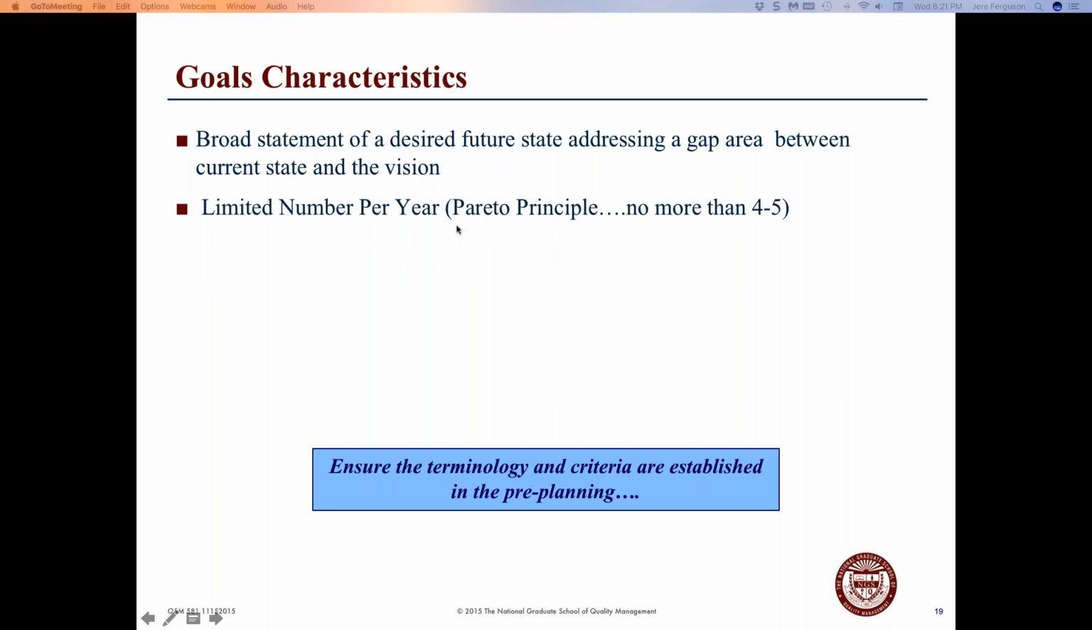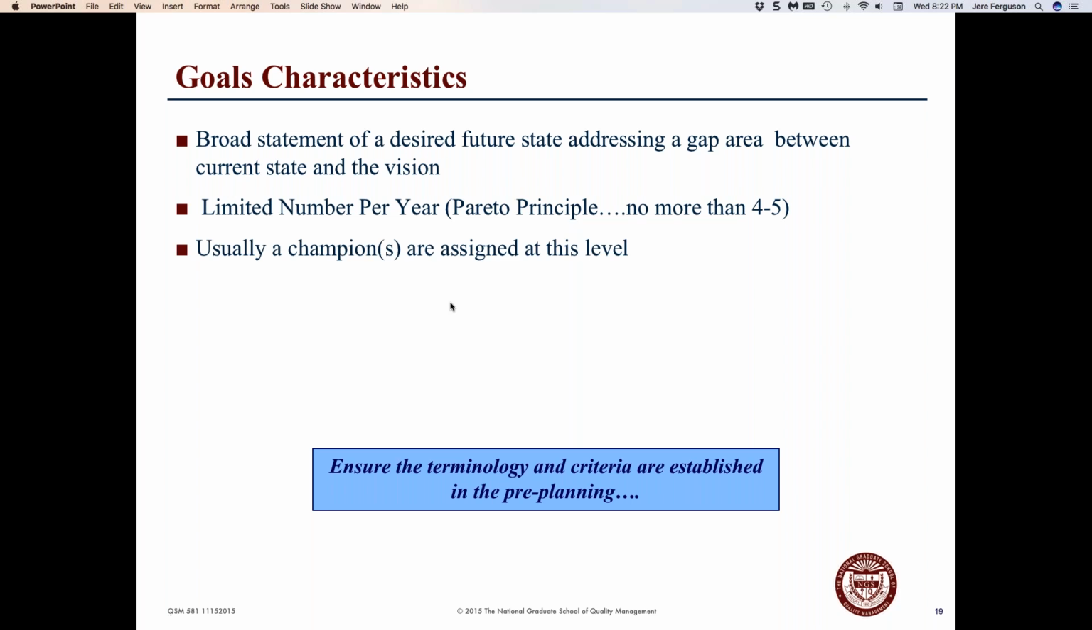There are limited numbers per year. We don't look at 70 goals per year. Normally, I've seen usually 3 to 5. They say here 4 to 5. Think of it as a Pareto approach to the problem. You can only address so many things at a time. So you're not going to have 30 goals in an effective strategic plan. You're only going to have 3 to 5. And those are the major areas that you need to address to be successful.